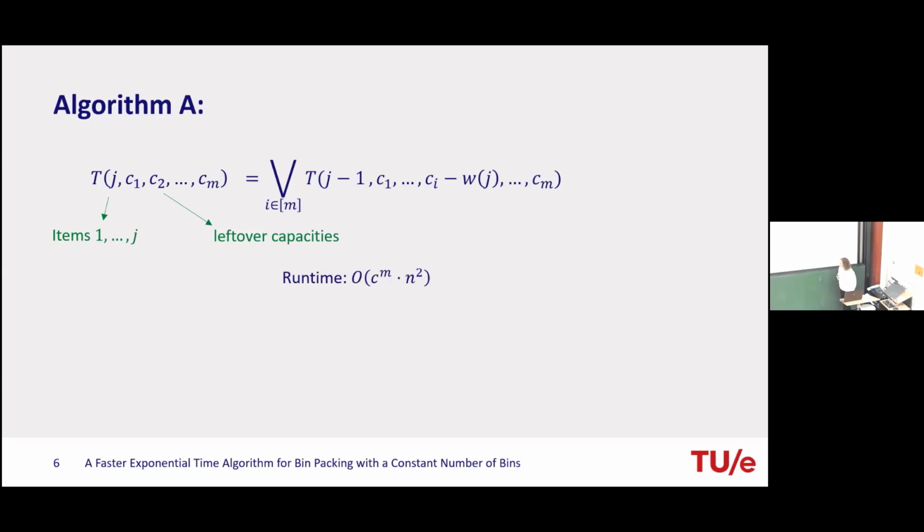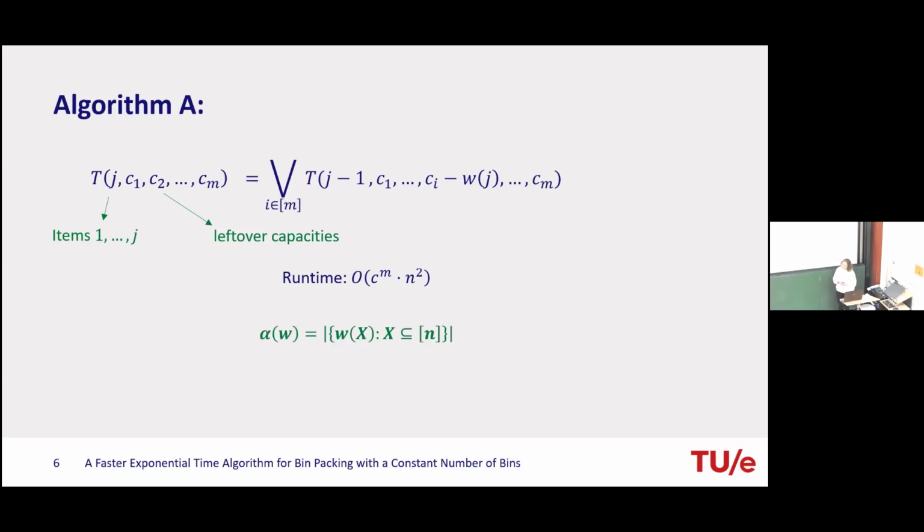So this will give us a runtime of c to the power m times n squared, because of the number of different table entries that we have, we need to compute for every ci, and that's between 1 and the capacity, and there are m of them, so that's c to the m.